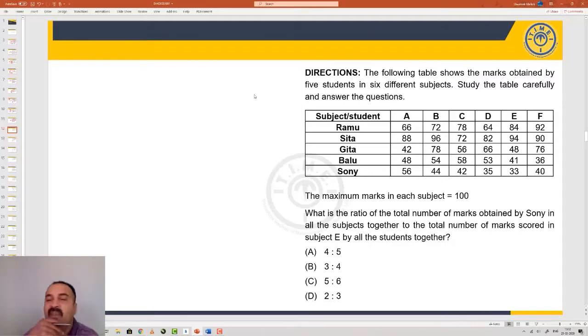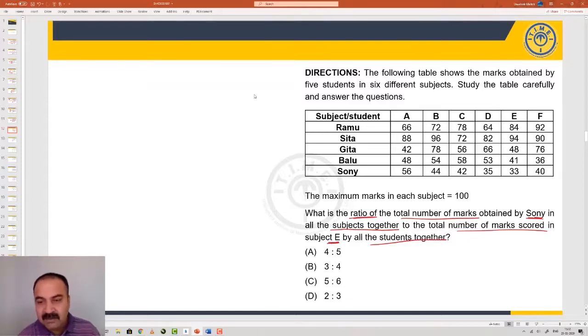Next slide. For the same caselet, another question, same set of marks, 6 subjects and 5 students. Ratio of total number of marks by Sony in all subjects together to the total number of marks scored in subject E by all students together. This is where reading comprehension is key. In your hurry, you should not misread this question.